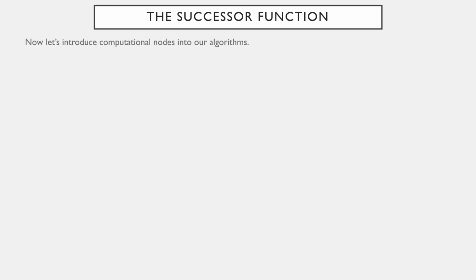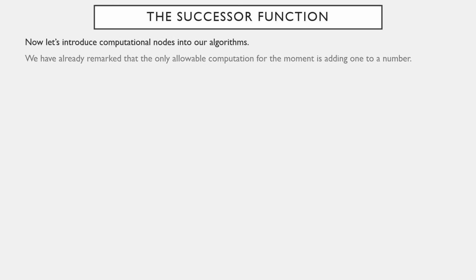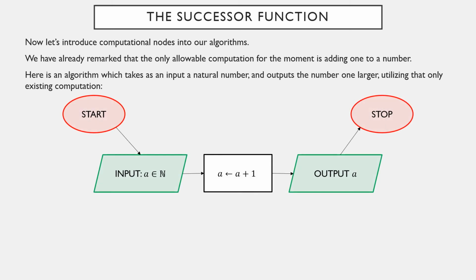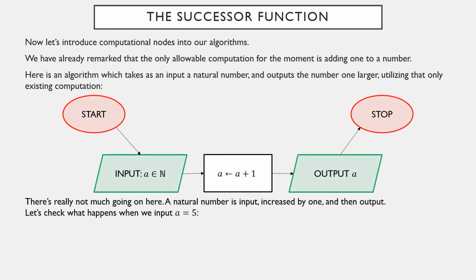So what about the successor function? Let's start working with computational nodes. I already remarked the only computation we're going to do is add 1. So here's an algorithm which takes as an input a natural number and outputs the one that's 1 larger. Not very complicated. There's not a lot to do here. You start, you input a natural number, I compute that plus 1 and store that as the value of a. This is the only computation we're allowed to do at the moment. Then I output a. Notice that even though a was input and a was output, the output is not going to be the same value.